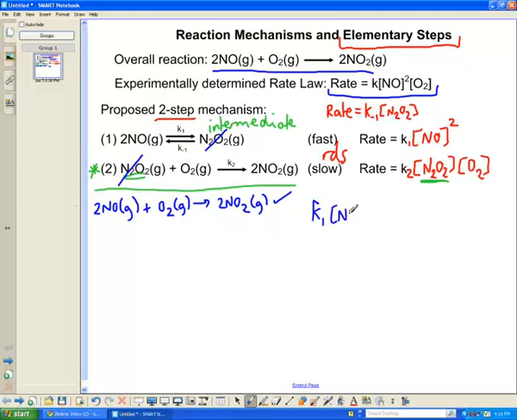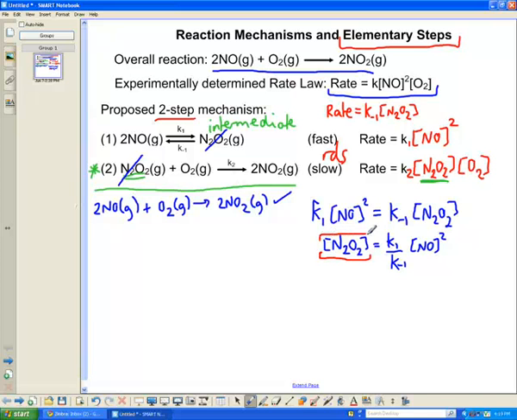So what we can say is K1 times the concentration of NO squared is the same as K to the negative 1 times the concentration of N2O2. And then what I can do is I can just take the N2O2 and put it by itself. And then it's going to give me something that looks kind of funky. I take K1 over here, and what that then becomes is K1 divided by K negative 1 times NO squared. So whether you realize it or not, what you've now done is come up with an expression for N2O2 using NO. So I can take this and sub it up into here.